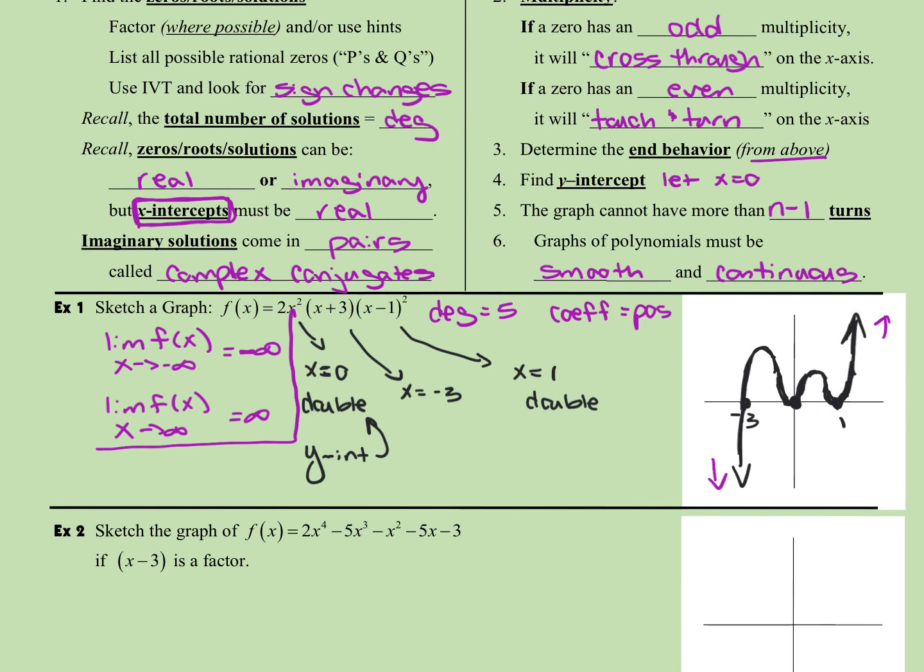You could type this into Desmos and see exactly what it looks like, but I really want to emphasize that what matters to us is smooth and continuous. Our maximum number of turns did match. Our end behavior was correct and our intercepts were correct, and that's really all that matters for us.